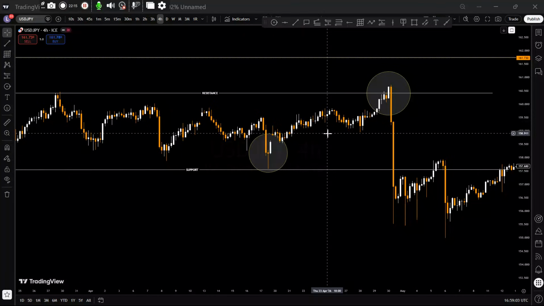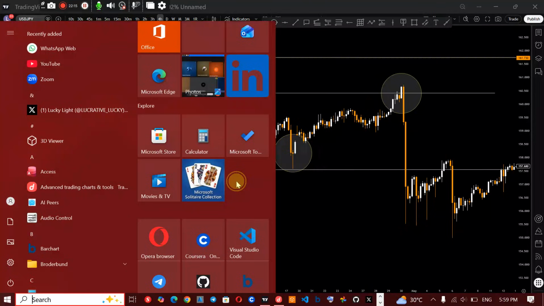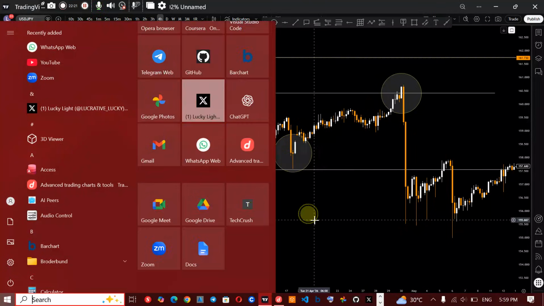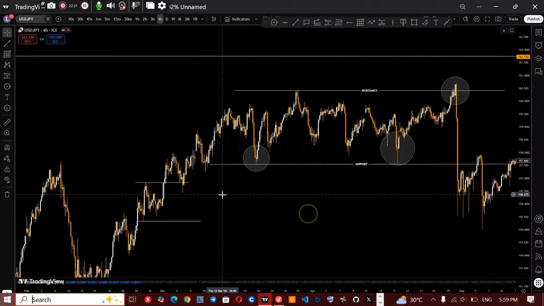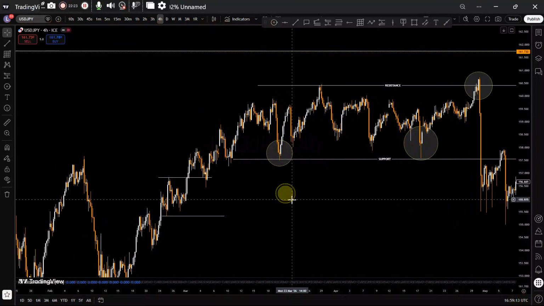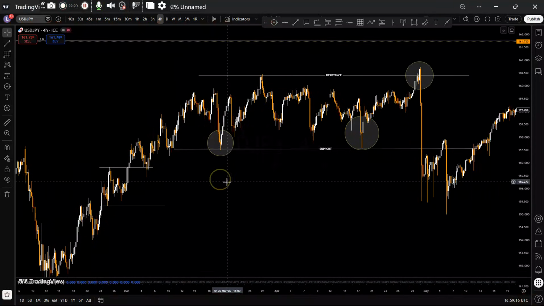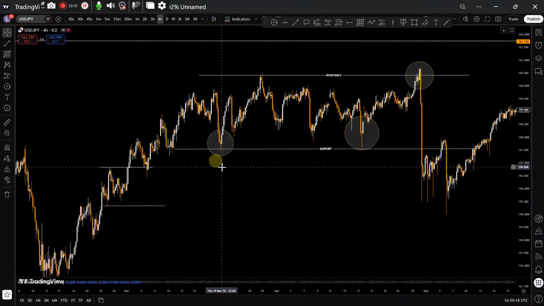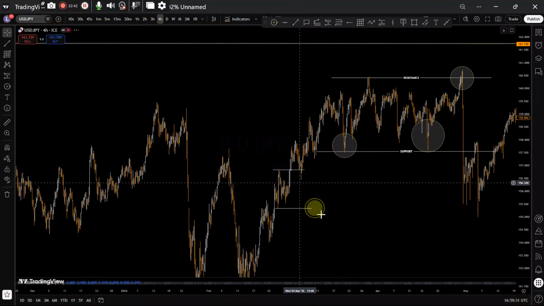So when we talk about support and resistance, just like I said, support is the floor and resistance is the roof. Many of the time, it's not always horizontal as you're seeing here, but this is always the best form of support and resistance. You can also use your trend lines as your support and resistance.